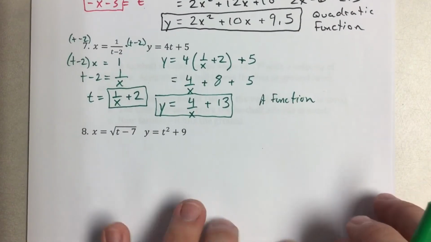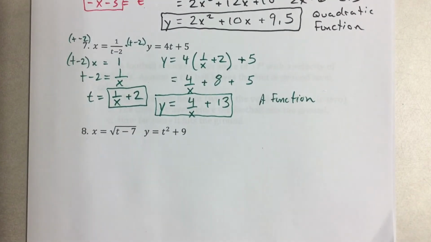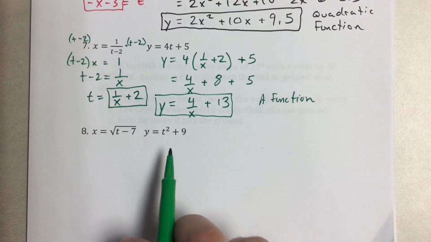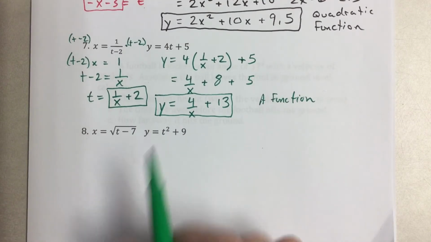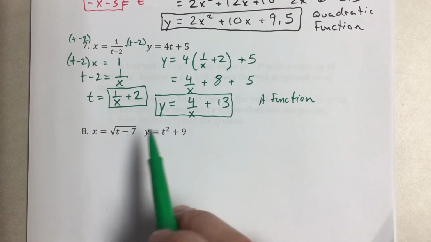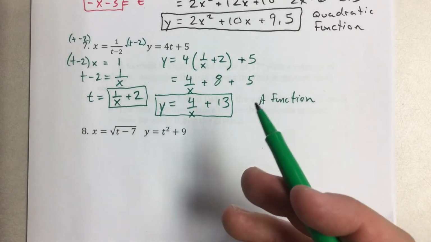Okay, looking at number 8. We have 2 of these. Thinking of which one would be easier to solve for t. Looking at the second one, I foresee us having to square root. Actually, you would have to square root to get t by itself. And the moment I square root, I'm going to have a positive and a negative, which I don't like the look of.